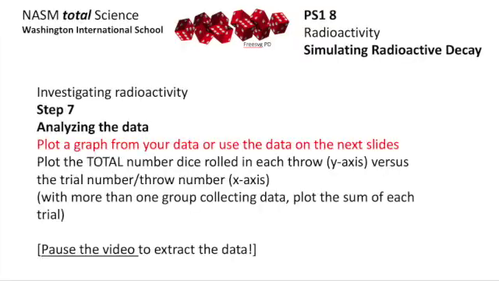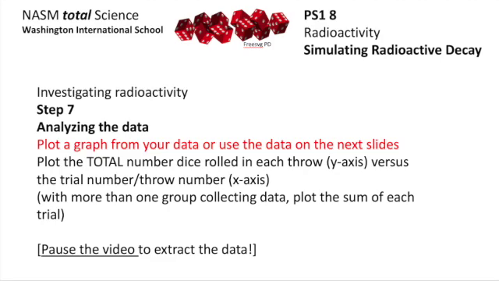First throw. And what we're interested in is how we're going to analyse the data. Now, plot a graph from your data or use the data on the subsequent slides. And you're going to plot the total number of dice rolled in each throw, vertical axis, versus the trial number, the throw number, on the horizontal axis. And if you've got more than one group that's collecting data, you're going to plot the sum of each trial for all of the groups, and that's what we've got.